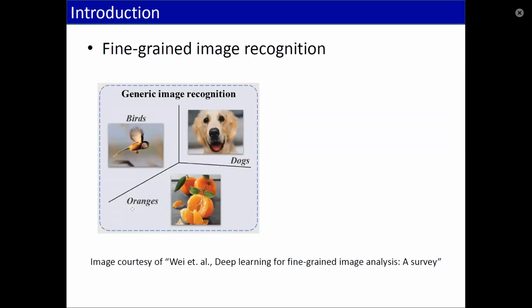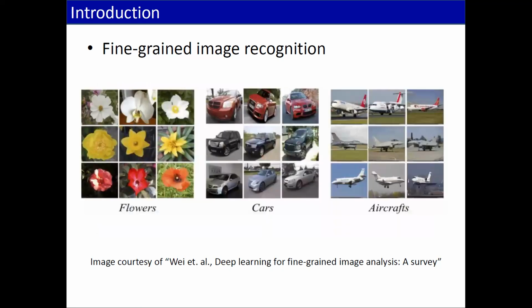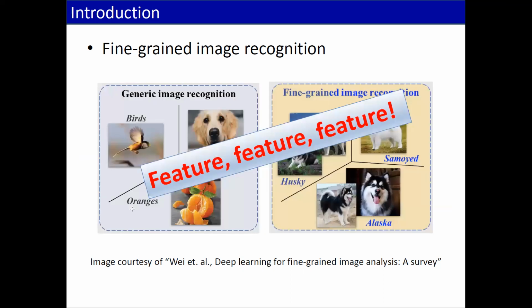From previous talks, we have well understood that fine-grained image recognition is quite different from generic image recognition because it has larger intra-class variation, but smaller inter-class variation. So it has many real applications. It's quite important. Similar to generic image recognition, the feature is very important, but because of the characteristics of fine-grained image recognition, feature becomes even more important.